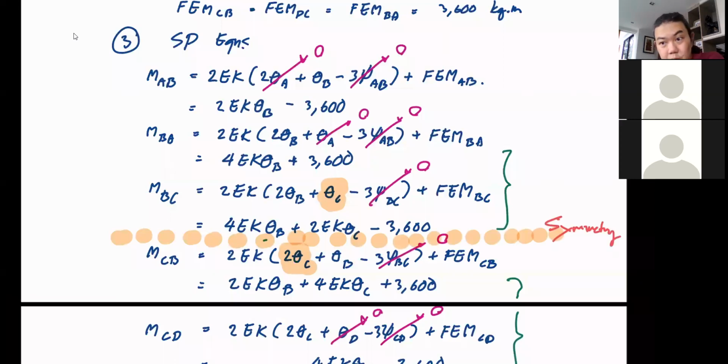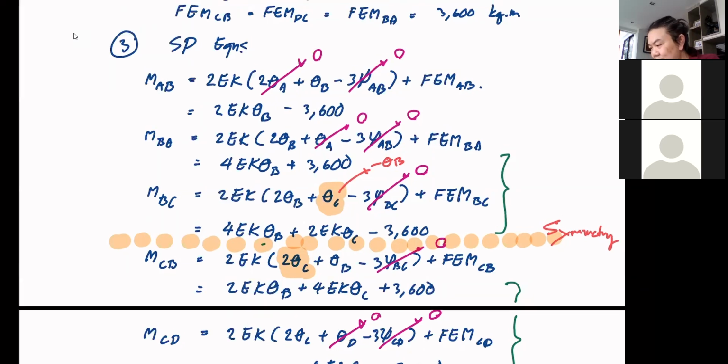Because you only have one unknown now, if you take advantage of symmetry, correct? That is zeta B. And you know that zeta C is equal to minus zeta B if you take advantage of symmetry. So you only need one equation, sigma MB equal to 0. So now you can solve zeta B. But you have to see the picture. You have to understand the nature of symmetry.